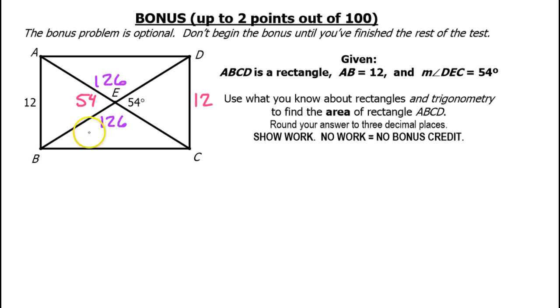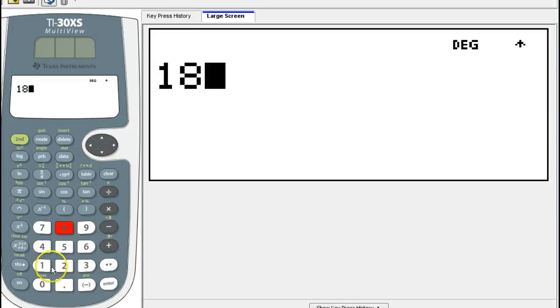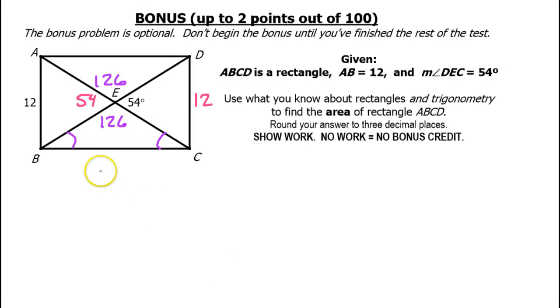Because of symmetry, we know that these two angles, for example, are going to be the same. So we know that all of the angles inside of a triangle add up to 180. So far we have 126 degrees right here. Let's see what happens if we subtract that from 180. Alright, so we do 180 minus 126. That's 54.